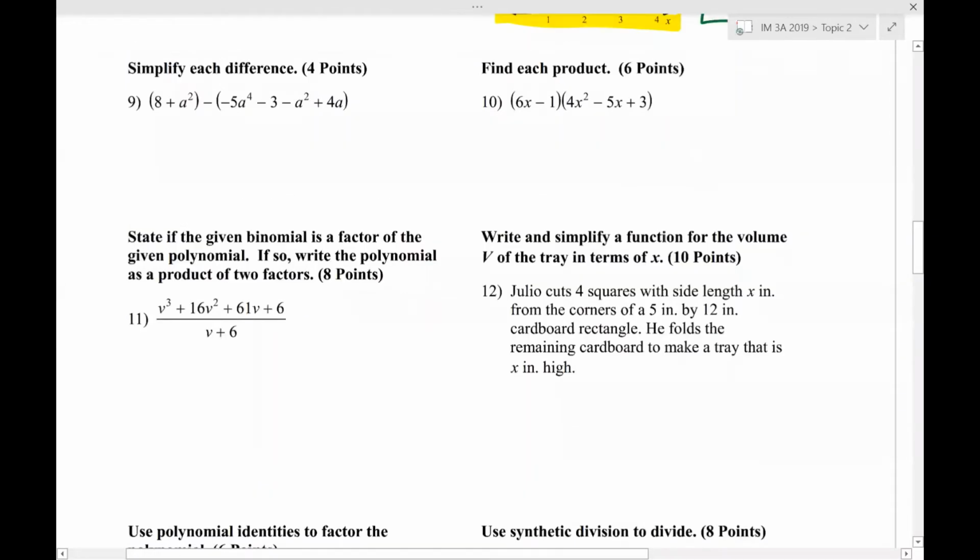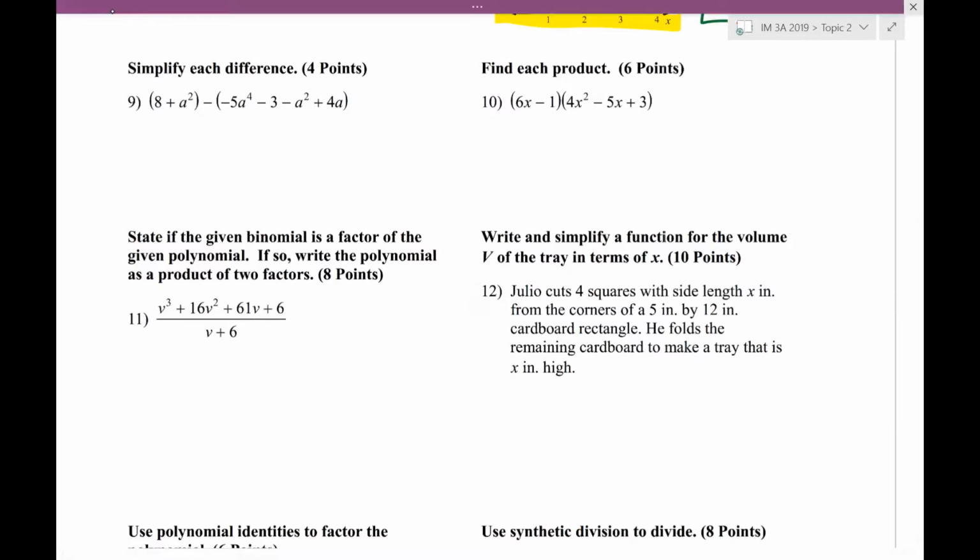In this video, I'm going to go over questions 9 through 16 from the Topic 2 test review. This is covering the short answer portion of your exam. All these questions will be very similar in nature, and you have to show all your work to get all of the points that are listed next to each question.